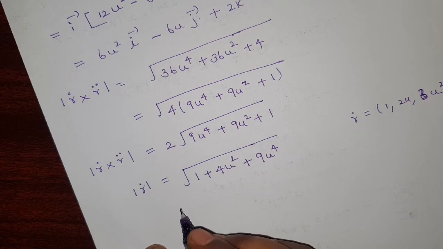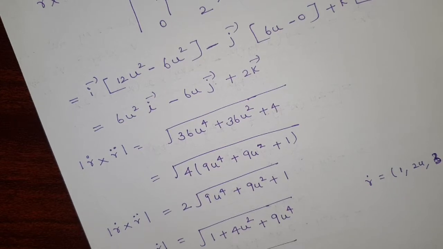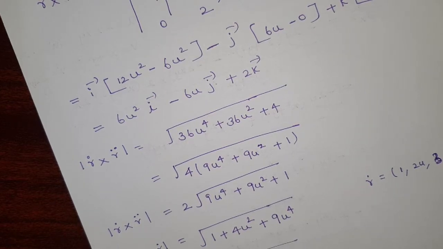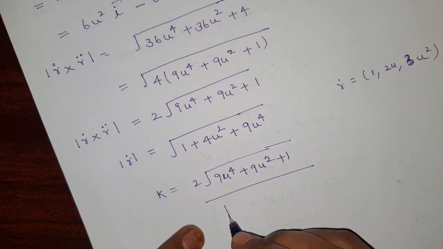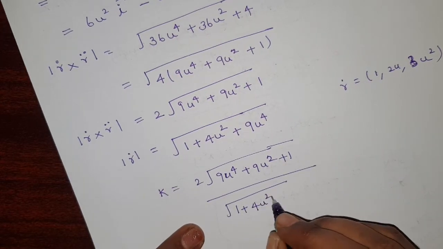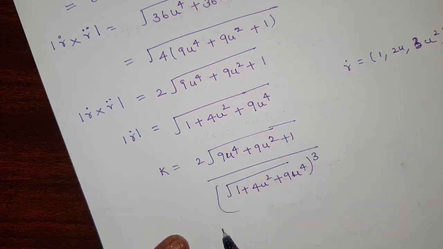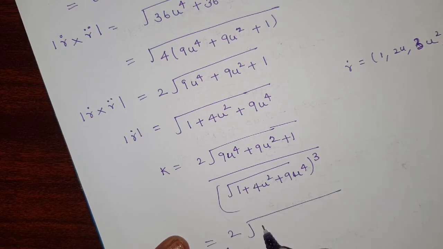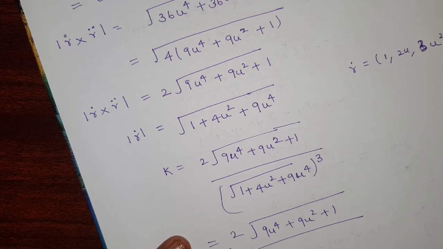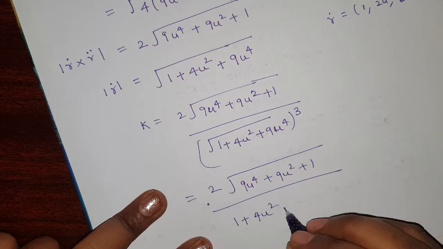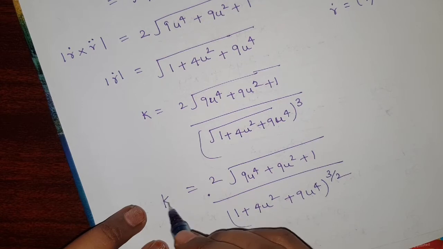Then we substitute these values in the curvature formula, that is 2 into the square root of 9 u power 4 plus 9 u square plus 1, divided by 1 plus 4 u square plus 9 u power 4 whole cube. It becomes 2 into the square root of 9 u power 4 plus 9 u square plus 1, divided by 1 plus 4 u square plus 9 u power 4 whole power 3 by 2. This is our curvature value.